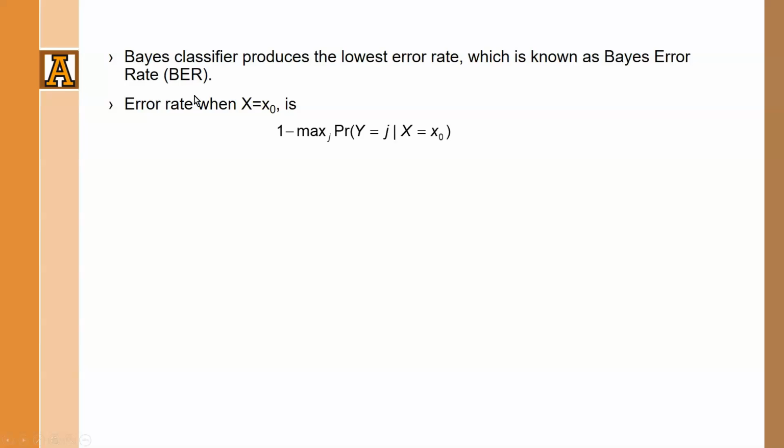Now, the lowest error rate is called the Bayes error rate, BER. The error rate when X equals x0 is 1 minus the maximum of the probabilities that Y equals j, where j is class 1, class 2, class 3, given that X equals x0. In general, the Bayes error rate is 1 minus the expected value of this thing here. We can only compute that expected value if we know the conditional probability that we have there.